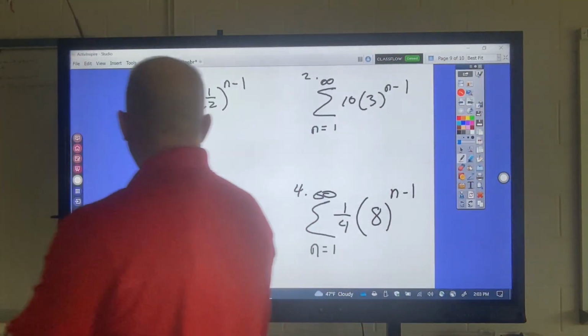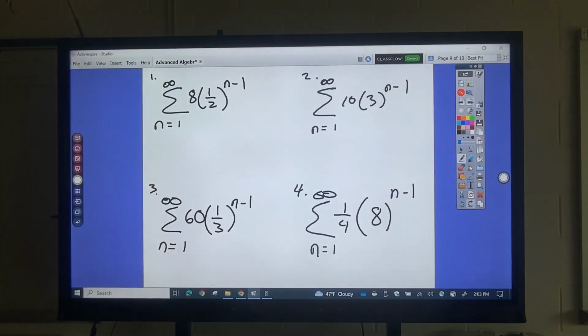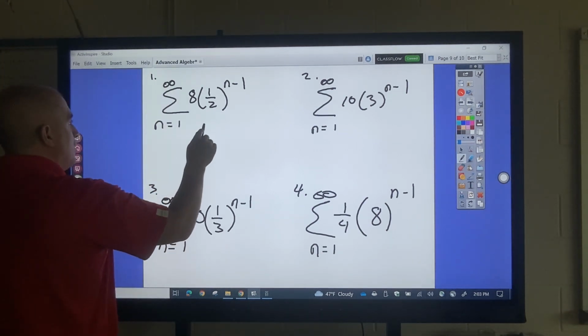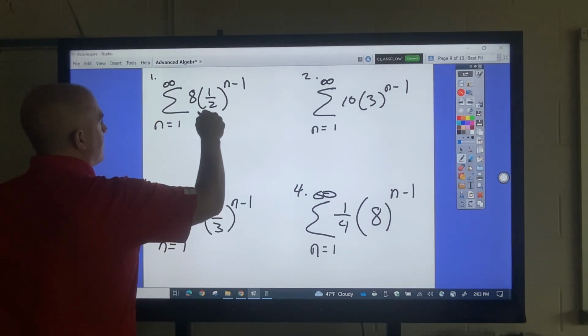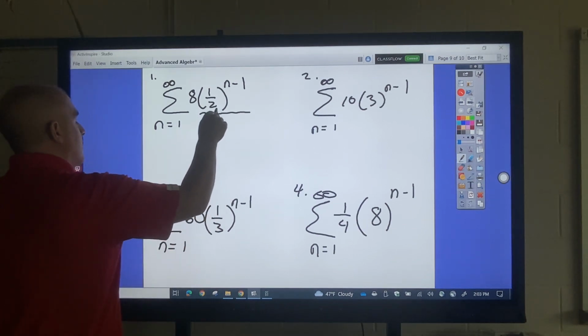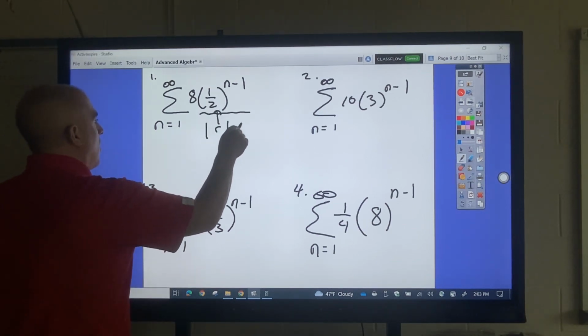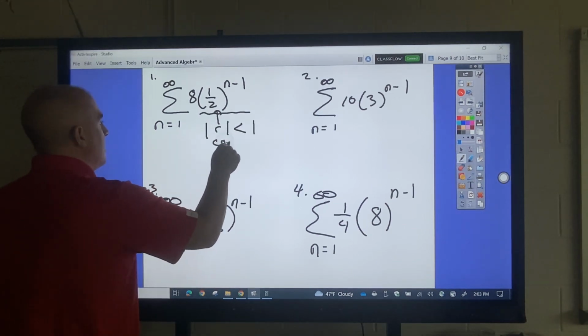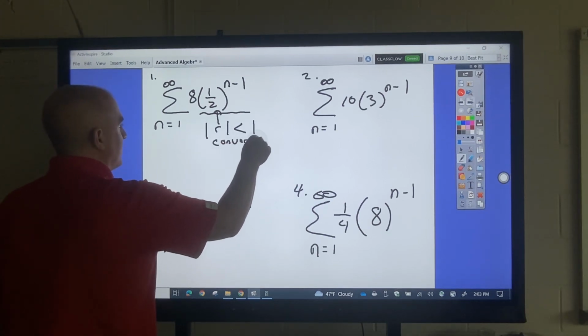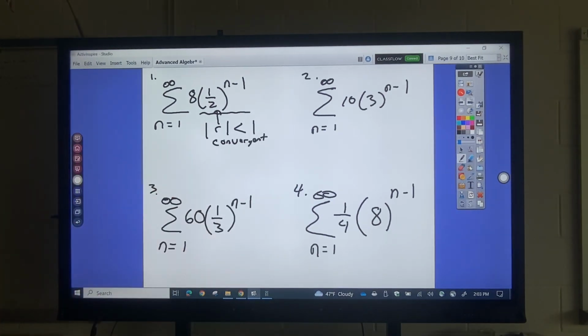Okay, the next slide, number 9. We have an infinite series. What you have to do is look at this part here. This is your r. That r has got to be less than 1 for a convergent series. If it's not, it's divergent. If it is, you can calculate it.